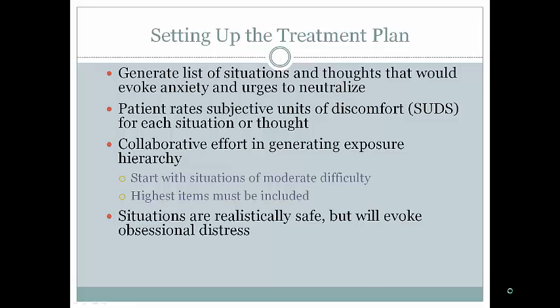So in terms of setting up a treatment plan, you want to generate a list of situations and thoughts that evoke anxiety and urges to neutralize, and then the patient rates each of these on their SUDS scale. Collaboratively, you generate the exposure hierarchy as we discussed before, and you want to make sure that the situations are realistically safe but will evoke obsessional distress.